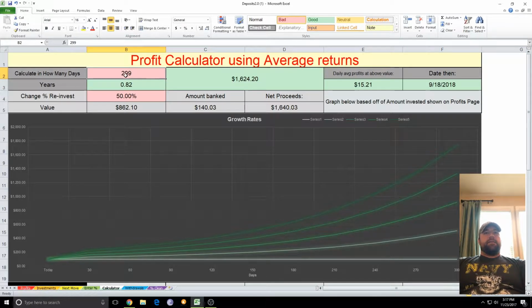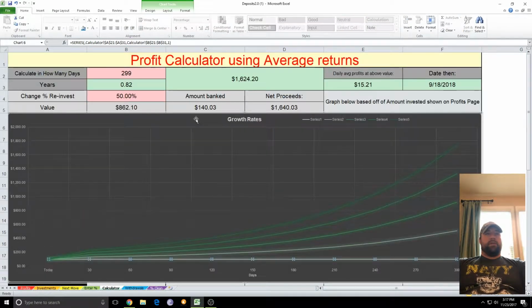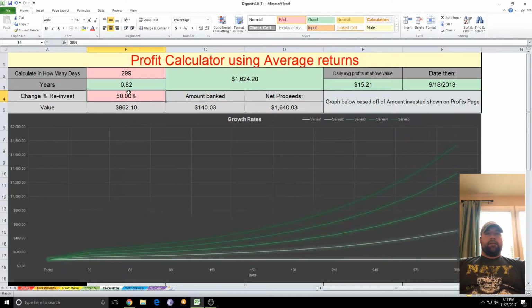So 299 days, this is the value that you should have at the end of your term if you consistently reinvest. So I've added a calculator in here. The graph just shows that. If you were to invest 0%, this is the amount of money you'd have in there. You're going to reinvest 0%, so you're still only going to have $100 in there. But you would cash out $280. That's pretty good for a $100 investment. Makes your money back.